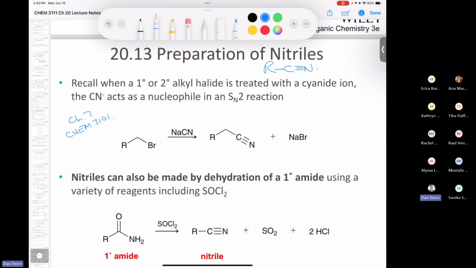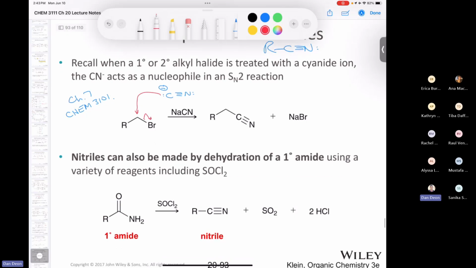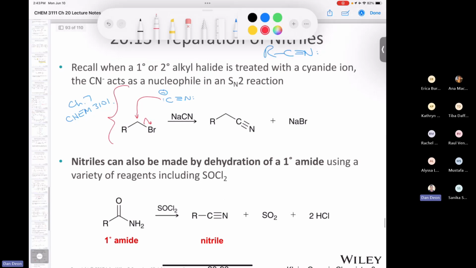But if you take cyanide, right, cyanide is a good nucleophile. If I write out the whole Lewis structure, it looks something like this, right? It's a really good nucleophile. It can do SN2 nucleophilic attack, loss of leaving group, and you end up with your nitrile. So how else can you make a nitrile? So this is something that we've seen before.